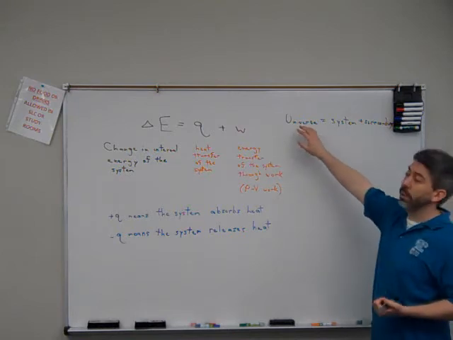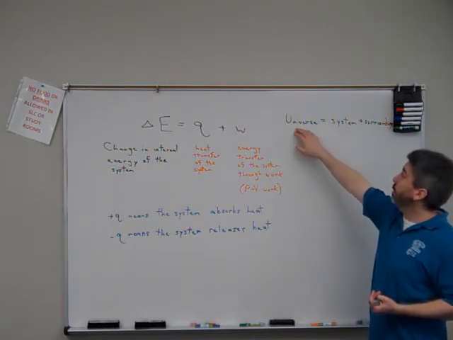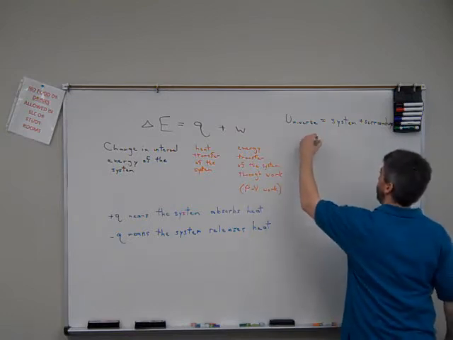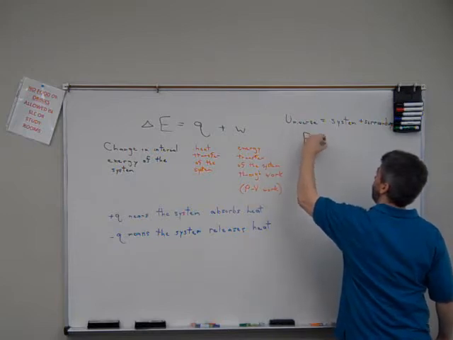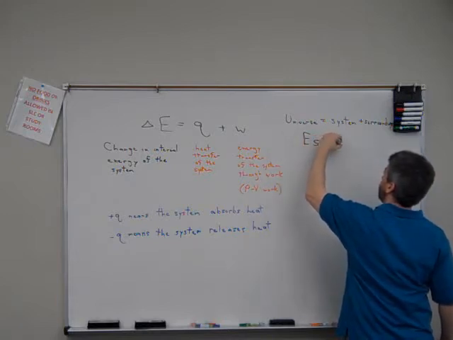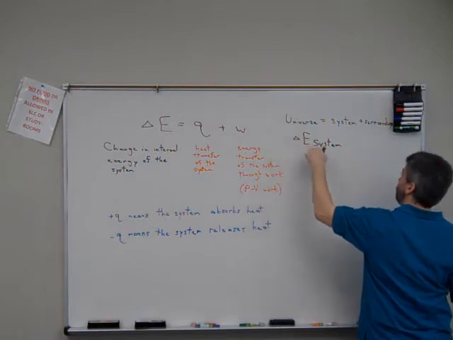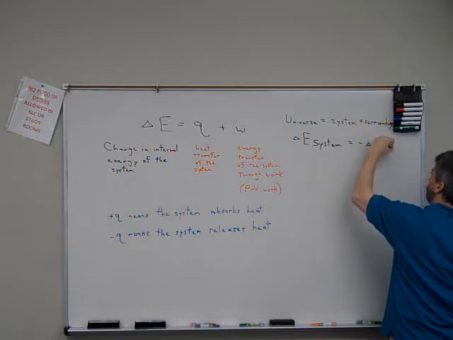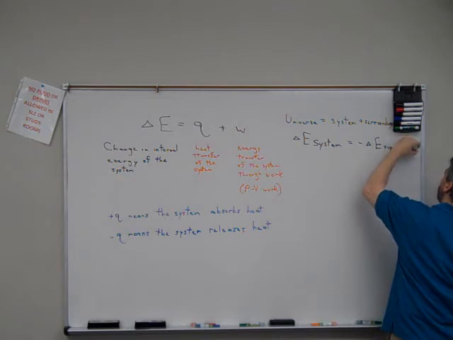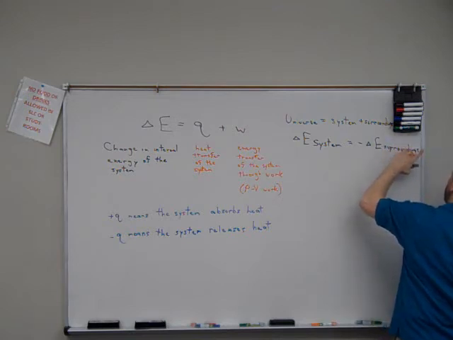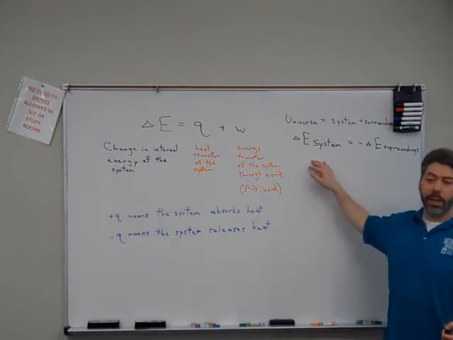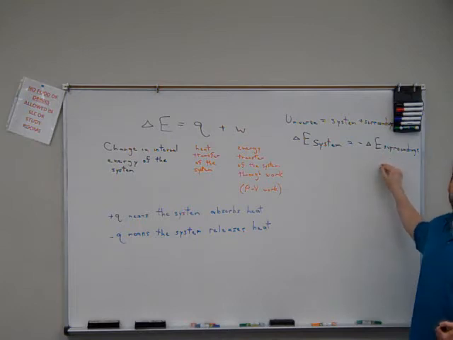So what this means is that since the total energy of the universe is constant, whatever the change in energy of the system is going to be equal to the negative change in energy of the surroundings. So think of it like this. If the system gains energy, it gained it from the surroundings, so the surroundings lost that same amount of energy.